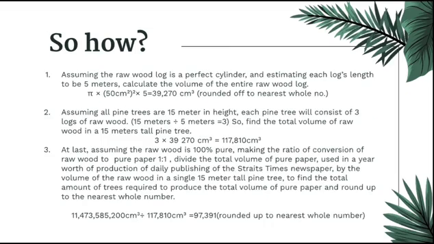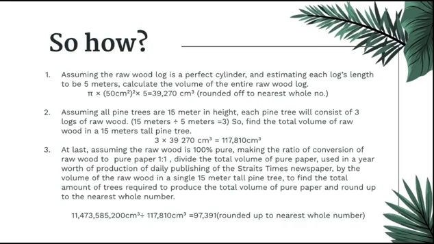Assuming a raw wood log is a perfect cylinder, and estimating each log's length to be 5 meters, calculate the volume of each of the entire raw wood log. The equation will be pi times 50 cm squared times 5 equals 39,270 cm cubed, rounded off to the nearest whole number. Assuming all pine trees are 50 meters in height, each pine tree will consist of 3 logs of raw wood. So, find the total volume of raw wood in a 50 meter tall pine tree, which will be 3 times 39,270 cm cubed equals 117,810 cm cubed.